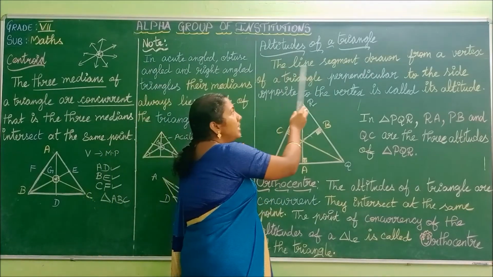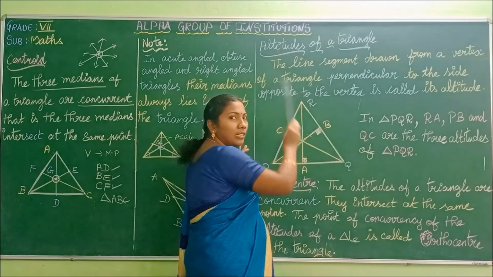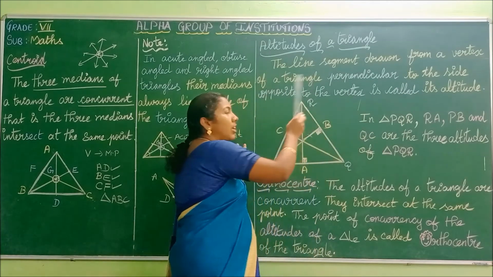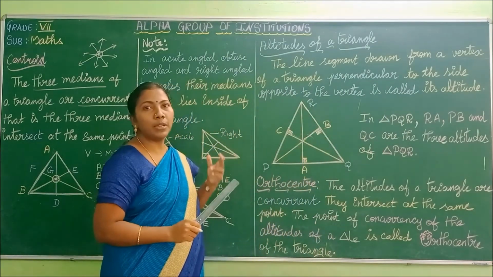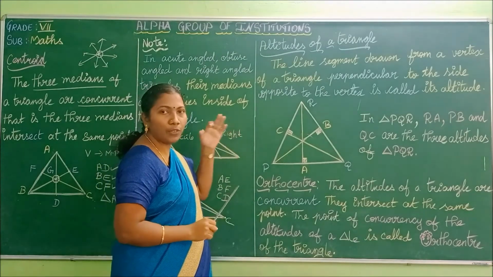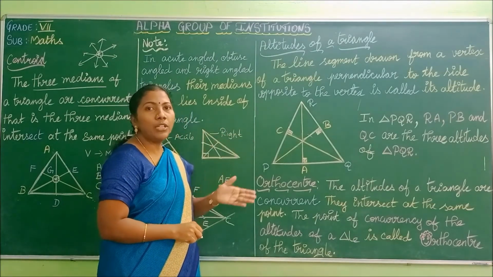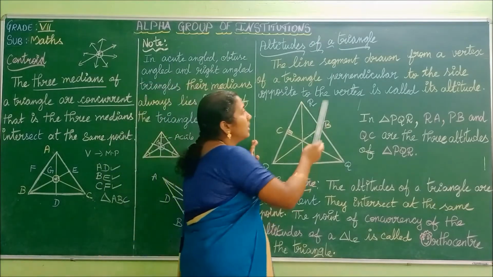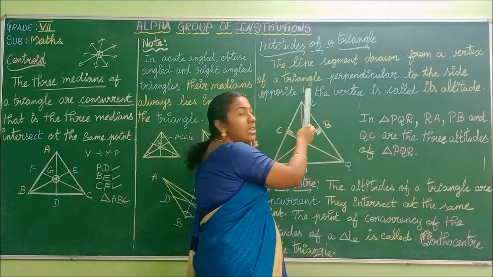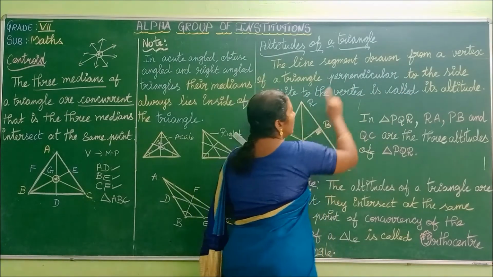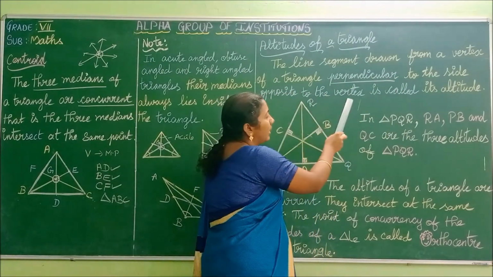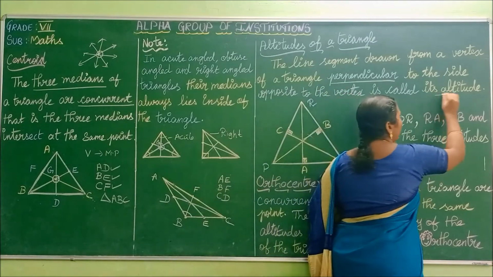Okay? Listen. The altitude is also nothing but a line segment drawn from a vertex of a triangle. Similarly, we have defined as in the case of median also. Median is a line segment drawn from a vertex of a triangle to the midpoint of its opposite side. Here, what is the difference? The line segment drawn from a vertex of a triangle perpendicular to the side opposite to the vertex is called altitude.